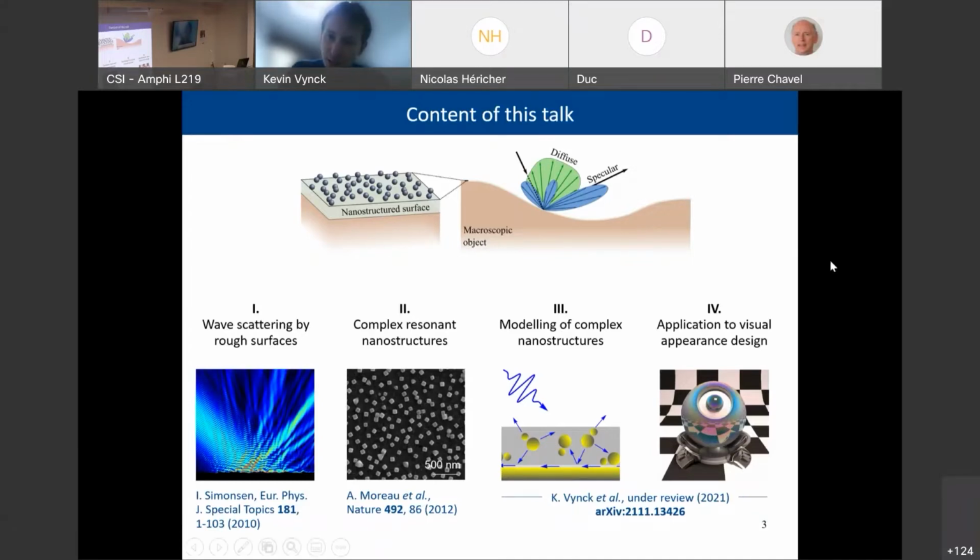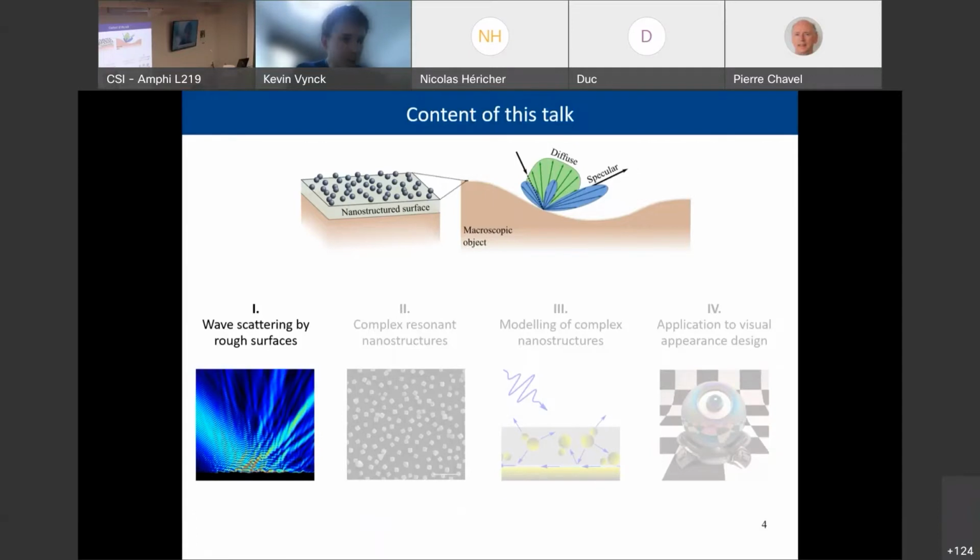And in the last part, I will show an example of application of those complex nanostructures that will be about the design of visual appearance. And we will see that those structures, those surfaces can really create new visual effects that could be interesting for many branches of visual art.